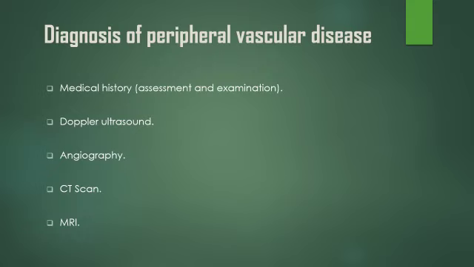Diagnosis of peripheral vascular disease. Peripheral vascular disease can be diagnosed by medical history, assessment, or examination, using Doppler ultrasound, angiography, CT scan, or MRI.